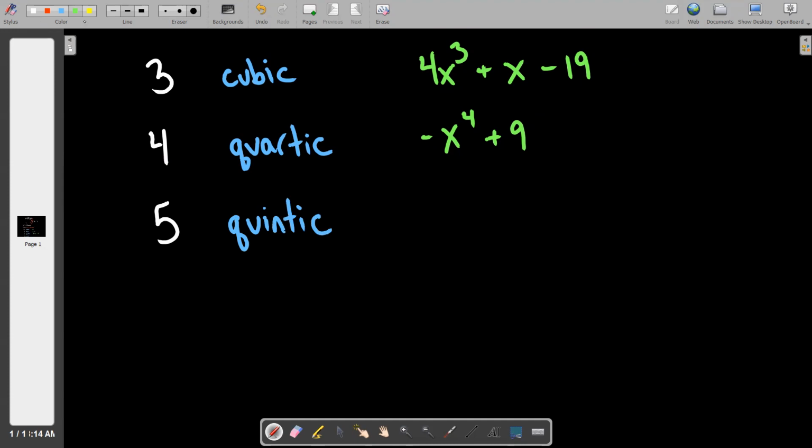And an example of a quintic could be like 2x to the 5th over 5 minus 3x squared plus 194. Poof, bam, kazowie. There's a quintic polynomial. Good, good.